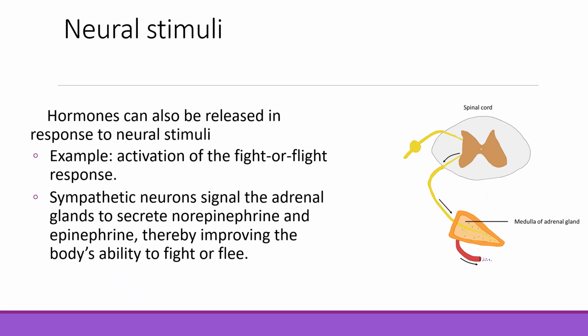What about neural stimuli? Hormones can also be released in response to neural stimuli, and this is where we see fight or flight. So you learned a little bit about this last semester when you learned about your autonomic nervous system and the sympathetic and parasympathetic sides. Remember, the parasympathetic was the slow things down side, and the sympathetic side was the speed things up side, what we call fight or flight. So sympathetic neurons are going to signal the adrenal glands, because that's where these hormones are stored, to secrete norepinephrine and epinephrine, and that's going to improve the body's ability to fight or to flee.